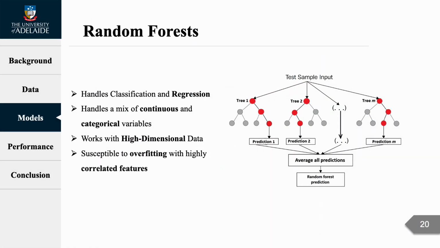I used a random forest approach for this regression task, because they can handle both continuous and categorical variables, and work well with high-dimensional data. However, they can be heavily influenced by strongly correlated features.